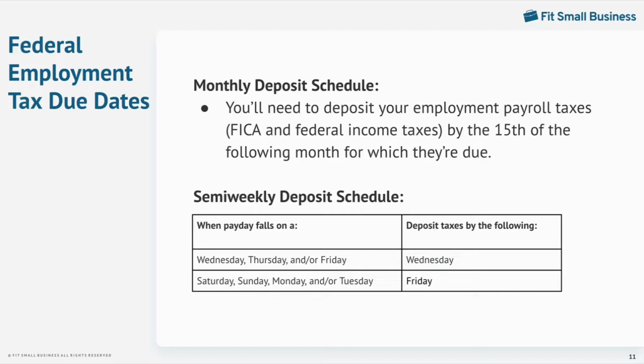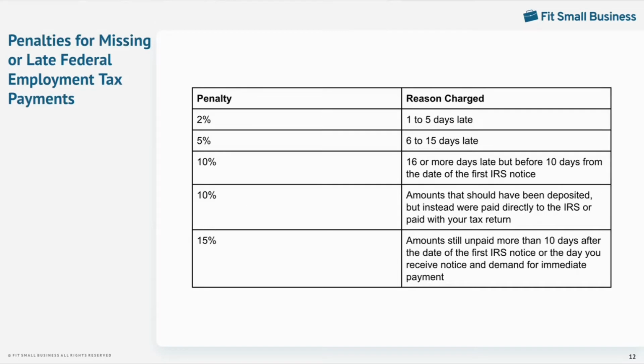For semi-weekly deposit schedules, when a payday falls on a Wednesday, Thursday, or Friday, the taxes need to be deposited by the following Wednesday. When the payday falls on a Saturday, Sunday, Monday, or Tuesday, taxes need to be deposited by the following Friday. While each state will have their own regulations regarding missing or late payments, these are the IRS standards for missing or late federal employment tax payments.